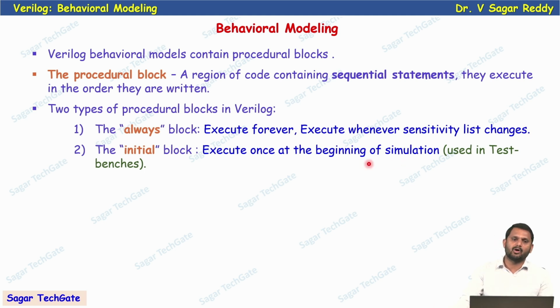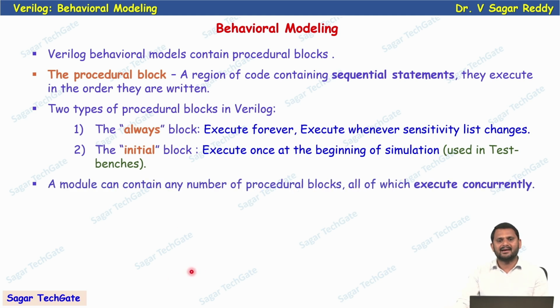Another procedural block is the initial block. It executes once at the beginning of the simulation. It is not for design purposes; it is only for simulation, especially used in test benches. Clear? It executes only once at the beginning of simulation, whereas always executes continuously whenever the sensitivity list changes. Initial executes only once at the beginning of simulation, at zero simulation time.